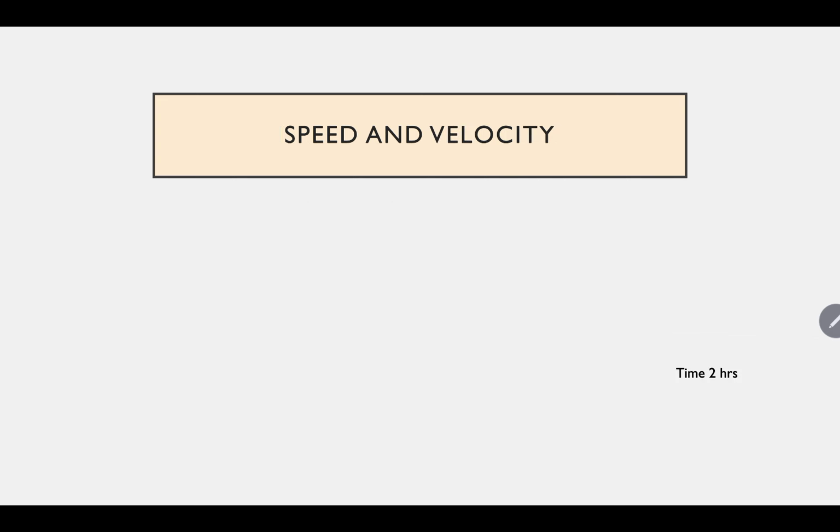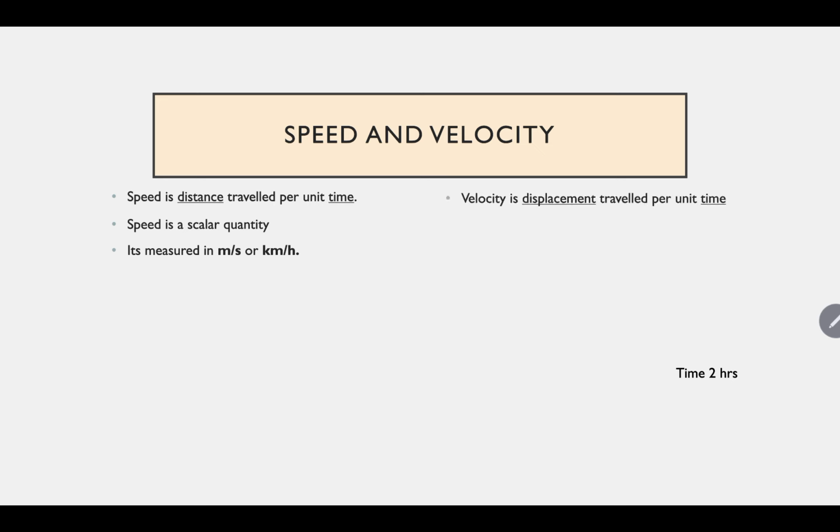Speed and velocity, just like distance and displacement, are very similar. Speed is the distance traveled per unit time. If my distance is in meters and my time is in seconds, then speed will be in meters per second. If my distance is in kilometers and my time is in hours, then my speed will be in kilometers per hour. As you can see, we said it's with distance, so I did not mention direction, therefore speed is a scalar quantity. On the other hand, velocity is displacement over time.